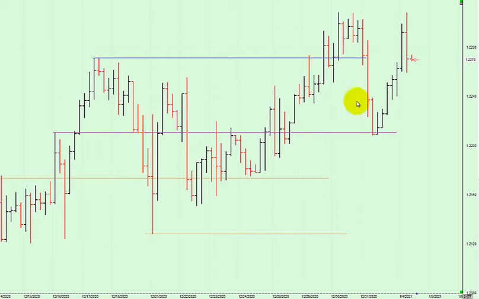What you're looking at right now is a 4-hour bar chart, euro dollar. So we're going to talk about this price action. Obviously, this is last week's high right here before the holidays closed up. And then we're getting another retest here.